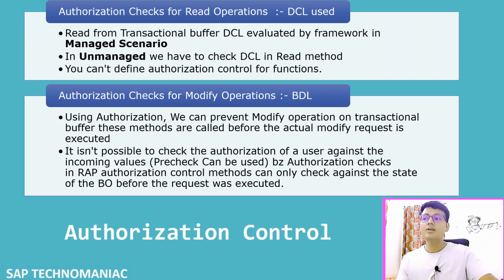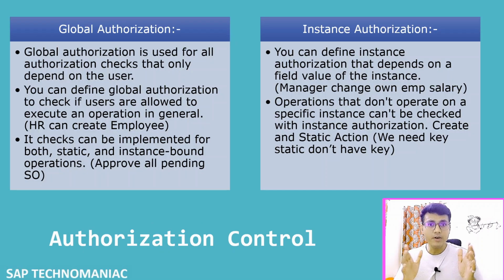But just to understand: if you want to check based on the existing BO instance, the existing image which is available on the transactional buffer, you always do it in global and instance authorization. If you want to check against the incoming values which are coming now to update in the transactional buffer, then you have to write those authorizations in the pre-check method. Now we will discuss further in detail global authorization, instance authorization and authorization check against the incoming values.